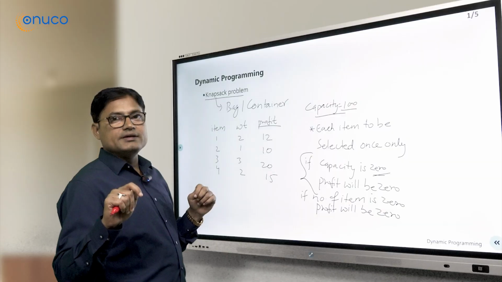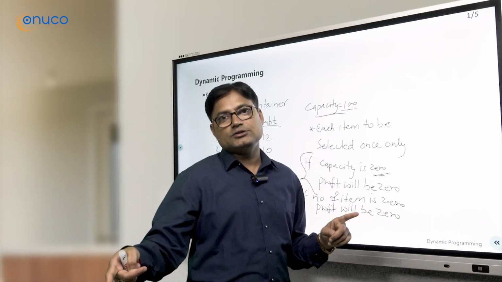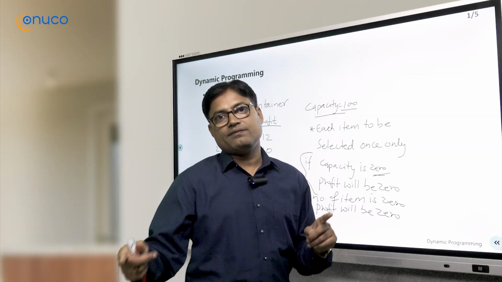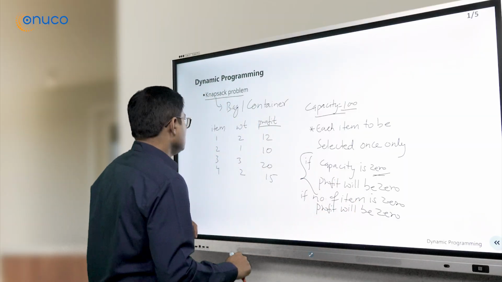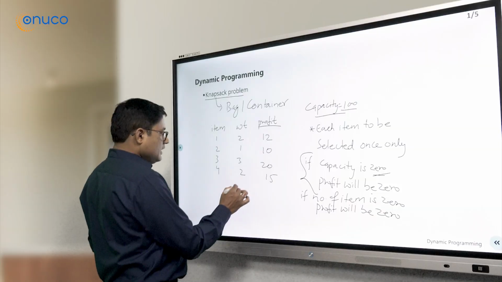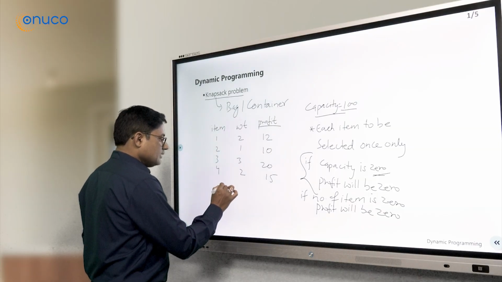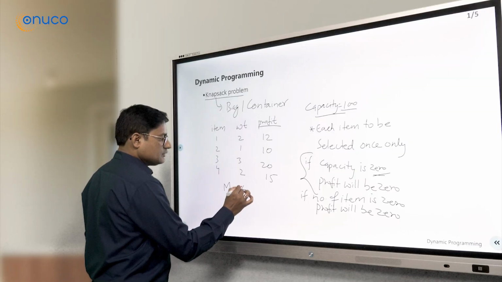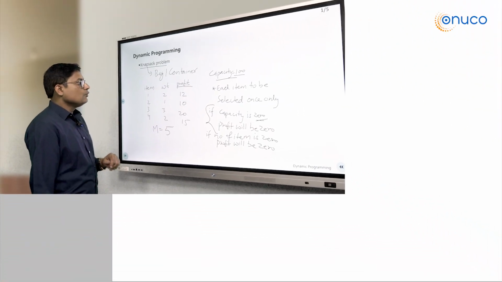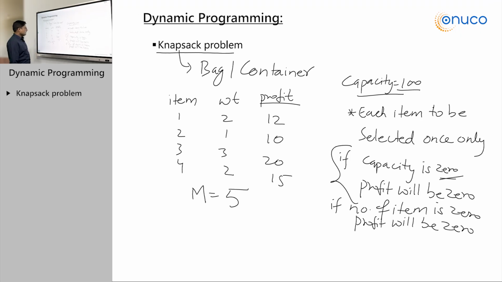So these are the two conditions: when the number of items is 0, profit is 0, and when the capacity of the bag is 0, profit is 0. Let us focus on this. If the capacity M of the bag is 5, what will the profit be? Maybe the person selects this 2 kg and this 3 kg, which becomes 5 kg, and we get 20 plus 12, which is 32.